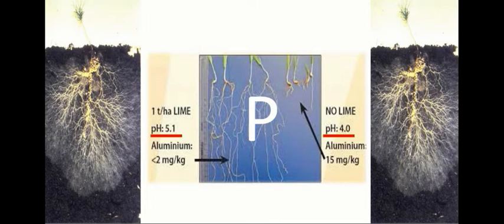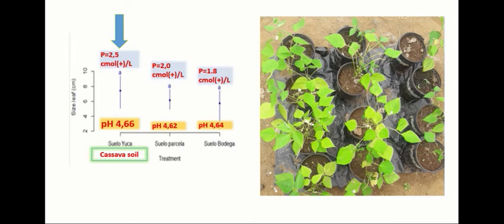Though all soils have low pH and show no significant differences between their acidity, the maximum growth yield is represented by cassava soil with a pH of 4.66, which was recorded as having the highest pH value and phosphorus level.